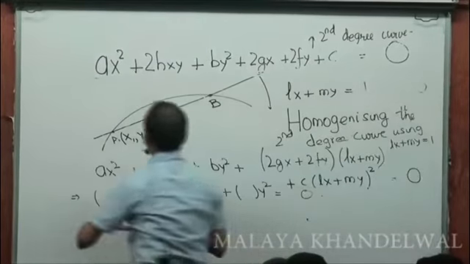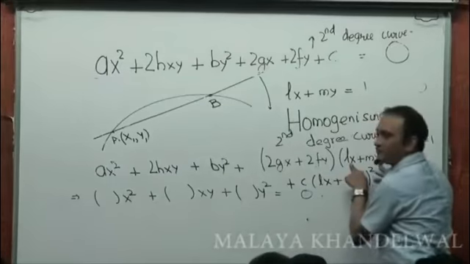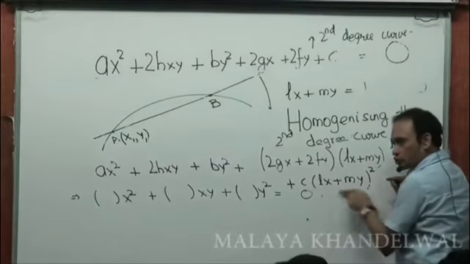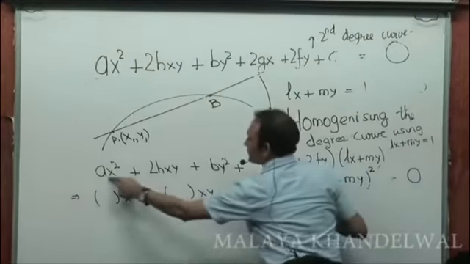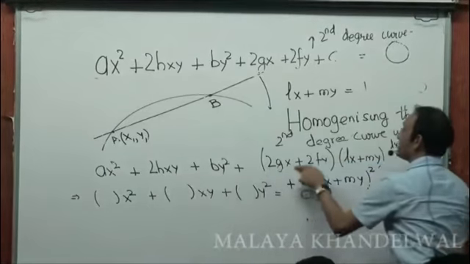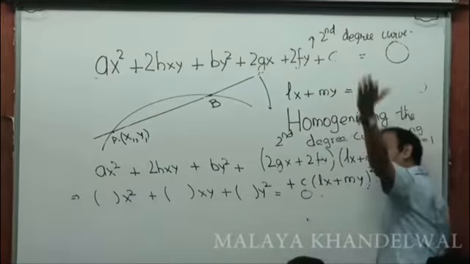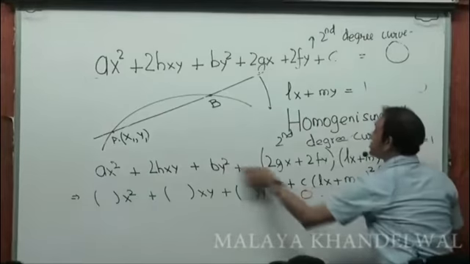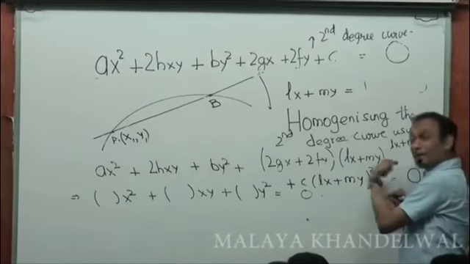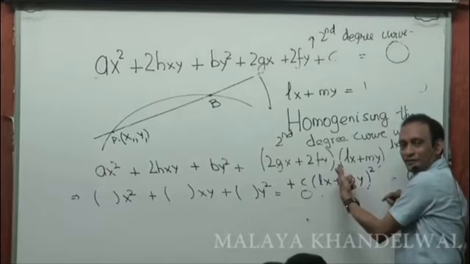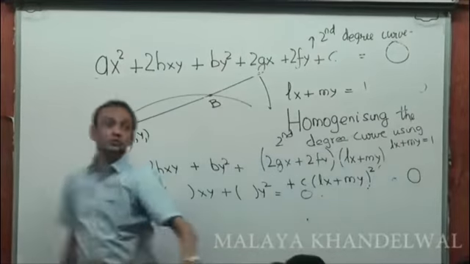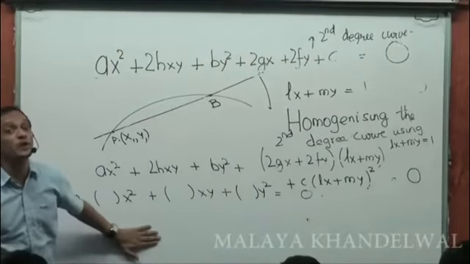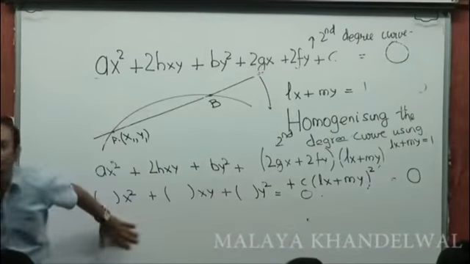Let's check. A causes Lx plus my to become 1. So this becomes 2gx plus 2fy. It causes Lx plus my whole squared also to become 1. Now, what are you left with? You're left with ax squared plus 2hxy plus by squared plus 2gx plus 2fy plus c, which becomes 0. A will cause that expression also to become 0. That means A causes this entire expression to become 0, so A must lie on this homogeneous second degree curve in x and y, that is, on the pair of straight lines that this represents.